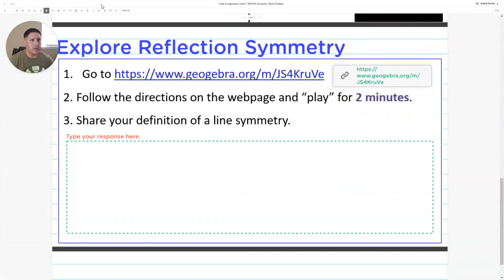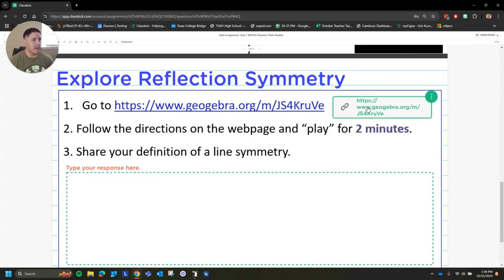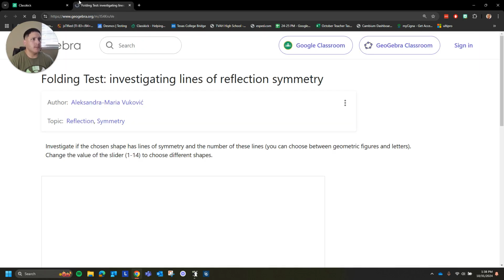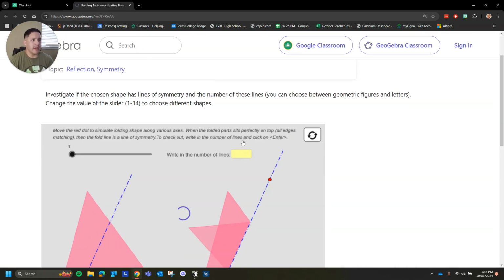So let's move on to the next portion. Exploring reflectional or reflection symmetry. So I have a little bit of an explorative website for y'all to do. It's linked in the ClassKick notes, but I also have the website right here. If y'all want to type this in a separate tab to get to it, feel free to do so. This is what it'll take you to.